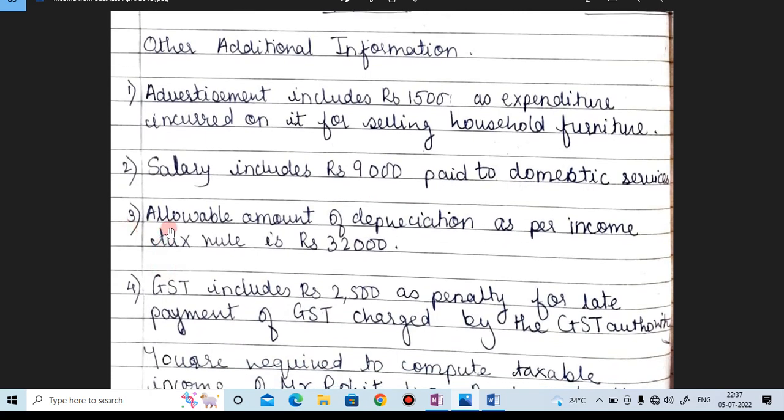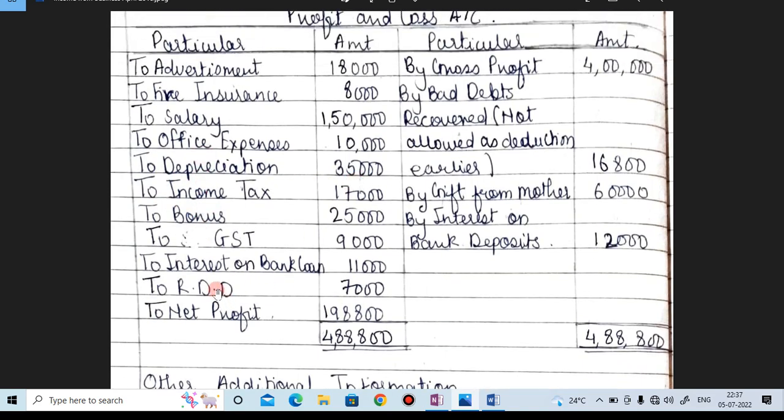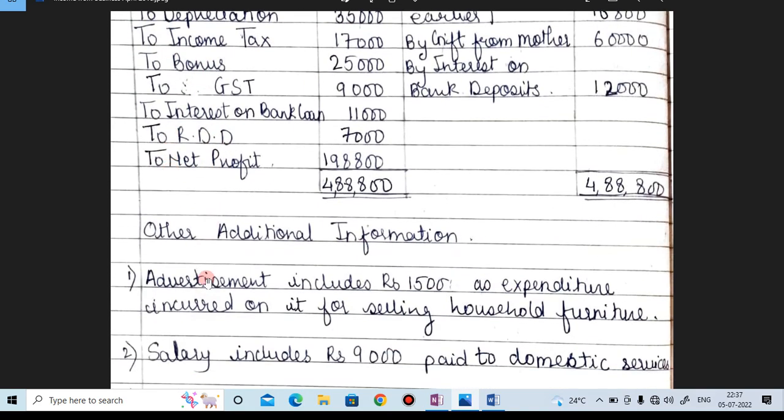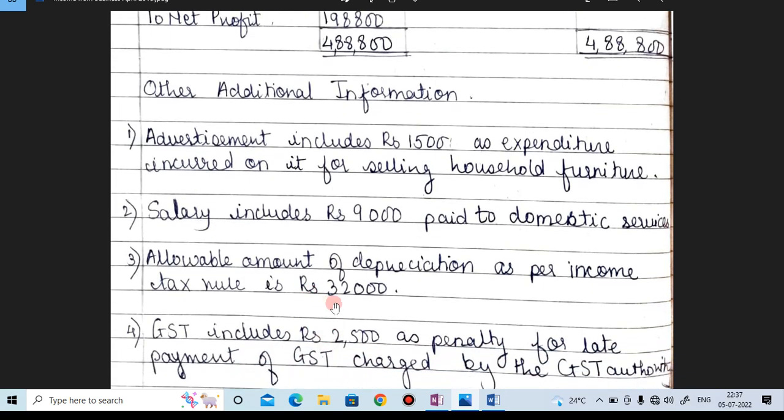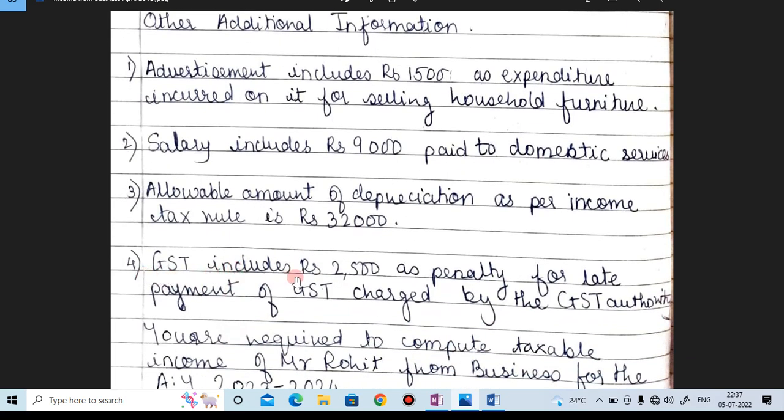The third adjustment is: allowable amount of depreciation as per income tax rule is 32,000. So there is an adjustment on depreciation. Depreciation in the P&L account is 35,000. As per income tax rule, depreciation allowed is 32,000. So there is excess depreciation. Last adjustment is GST includes rupees 2,500 as penalty for late payment of GST charged by GST authority.